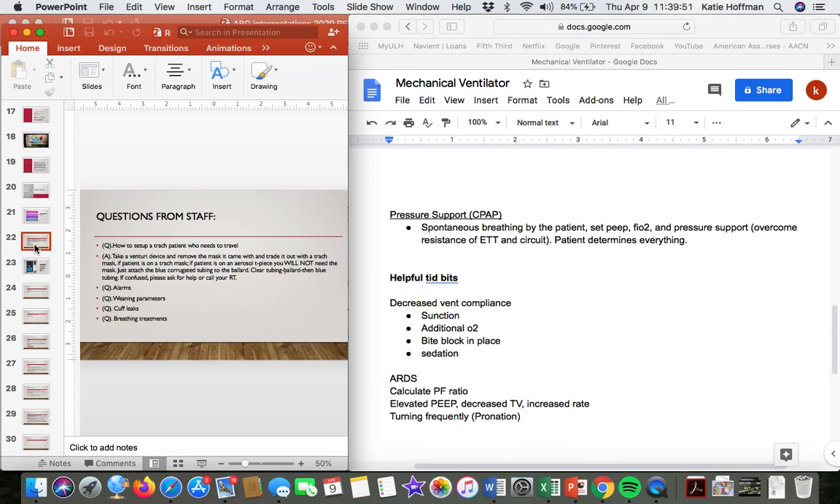Think about bite blocks being displaced. Bite blocks can occlude pilot balloons, which can cause an artificial leak. Think about the fishhook bite blocks that go actually between the teeth. Those things can also help alleviate pressure on the system. And then sedation, it wins. Make sure our patients are sedated.